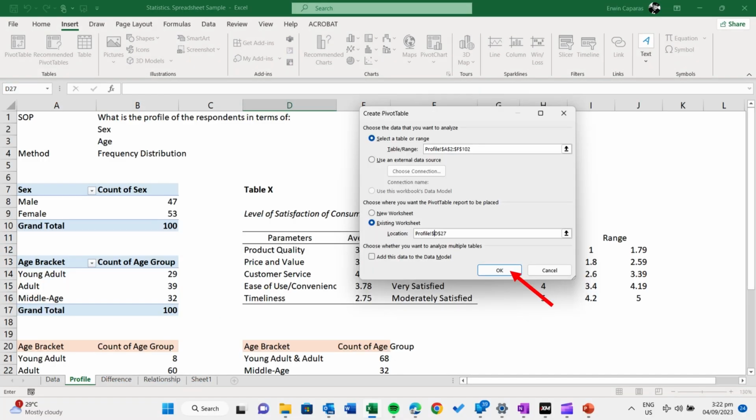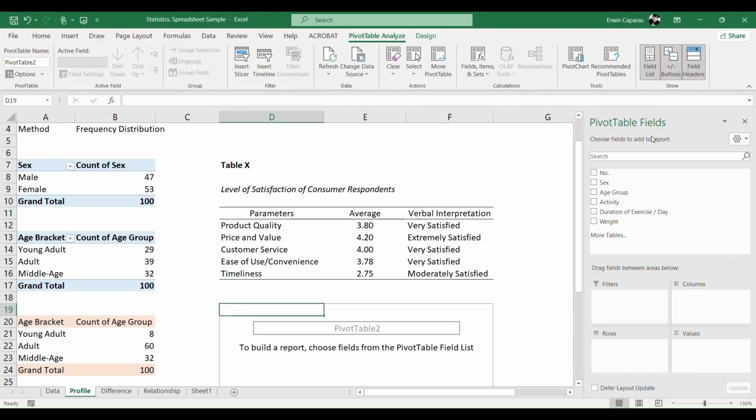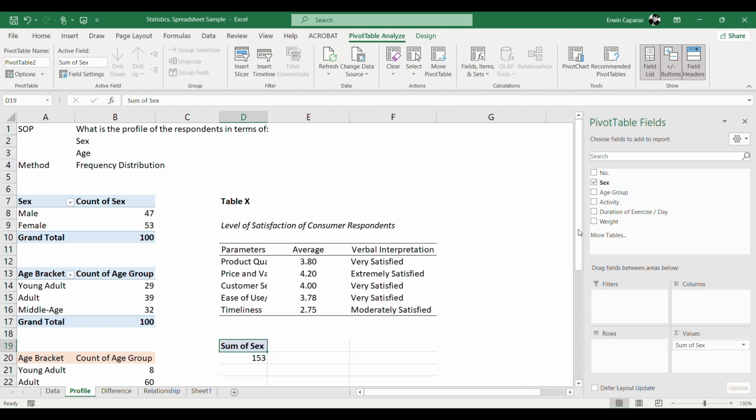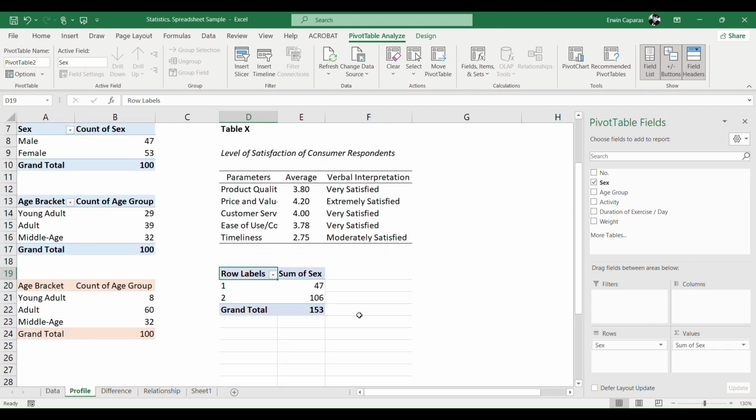We now have a pivot table wherein you can select on the pivot table fields ano yung kailangan nating data. The first one, based on the problem, is about the sex. So we click the sex, and then we drag the sex into the rows. It shows that there are 47 with a label of 1 and 106 with a label of 2. This is the sum. So what we need is the frequency distribution.